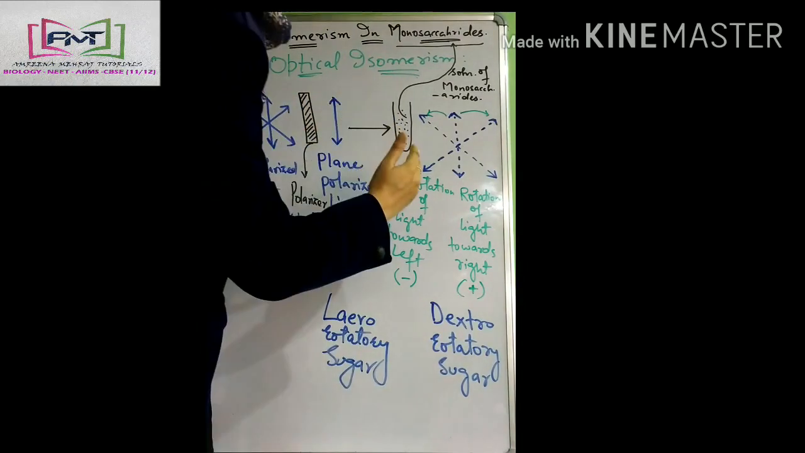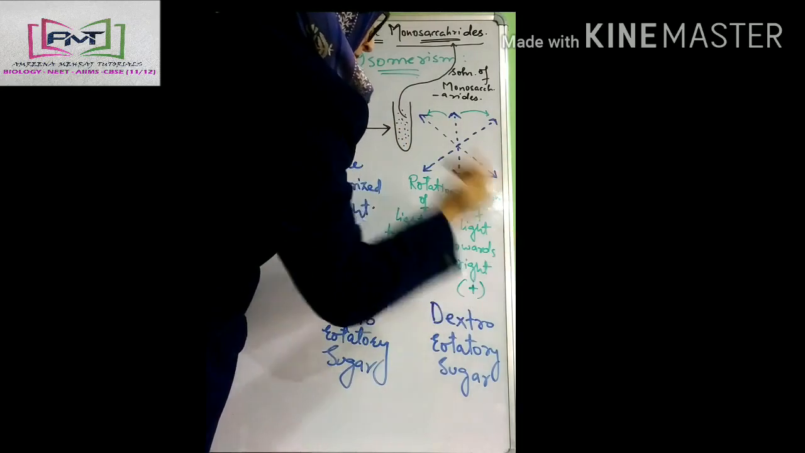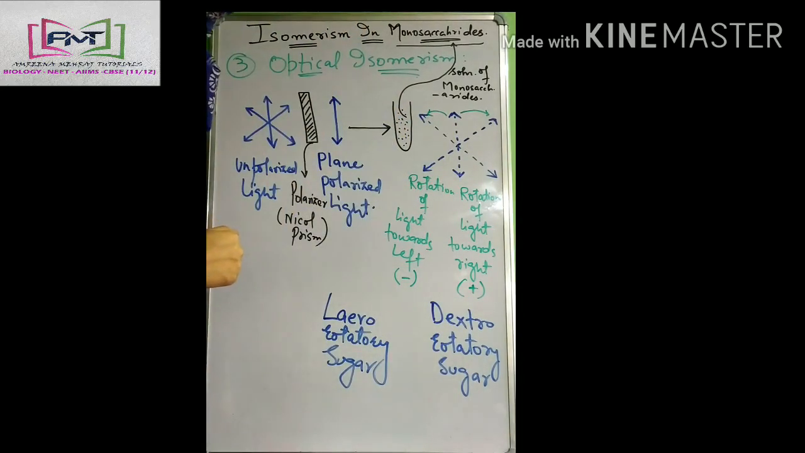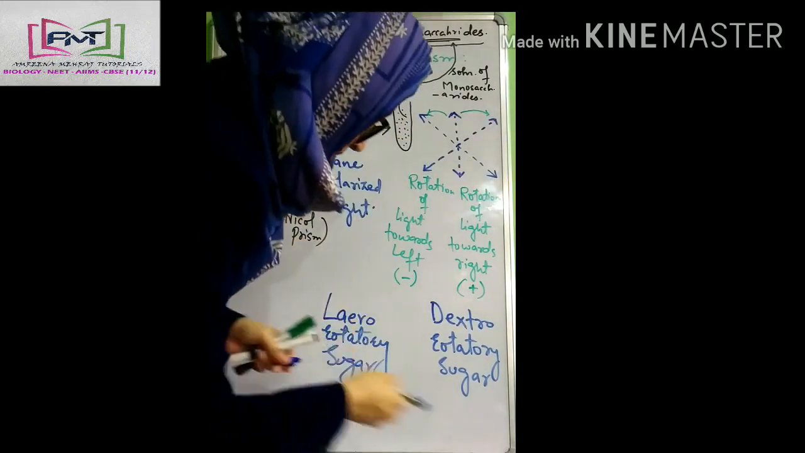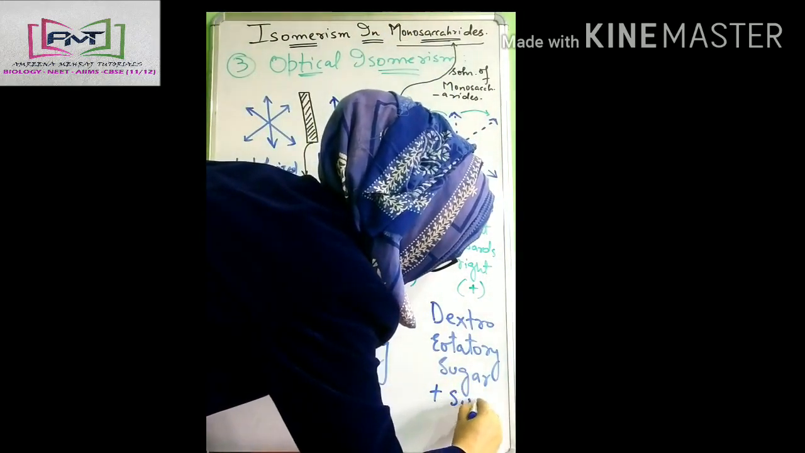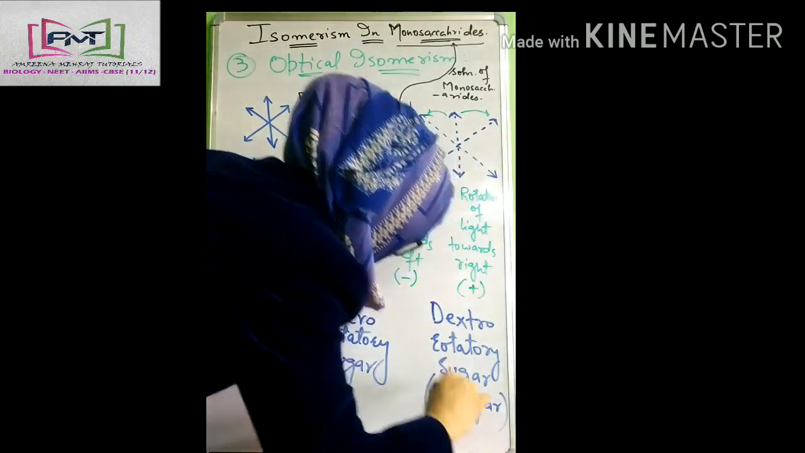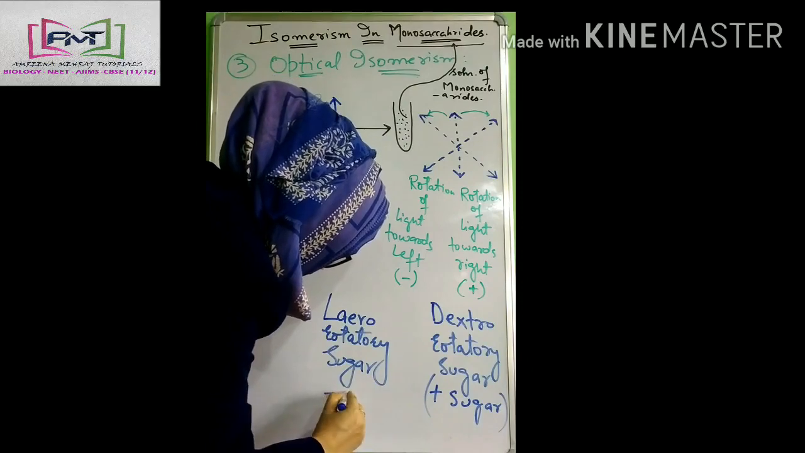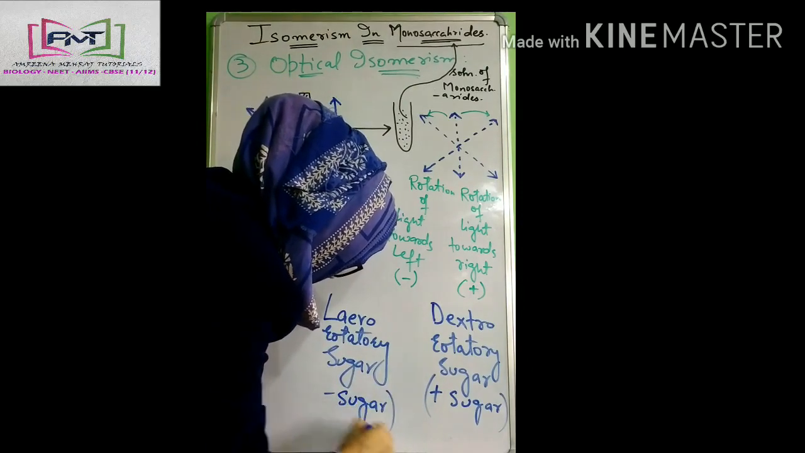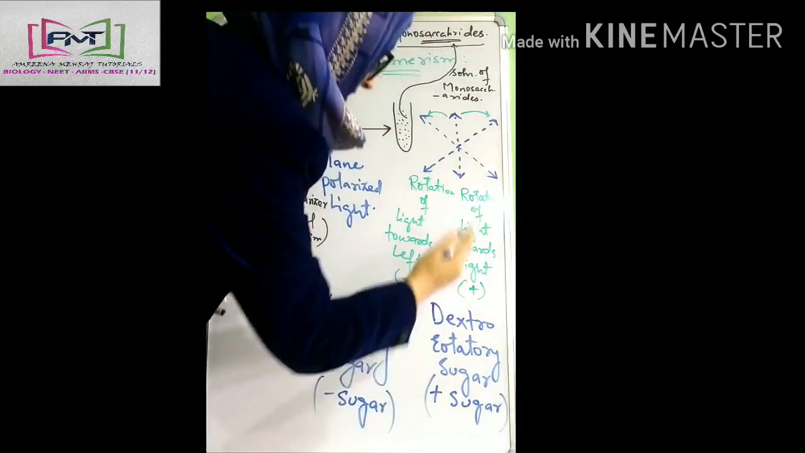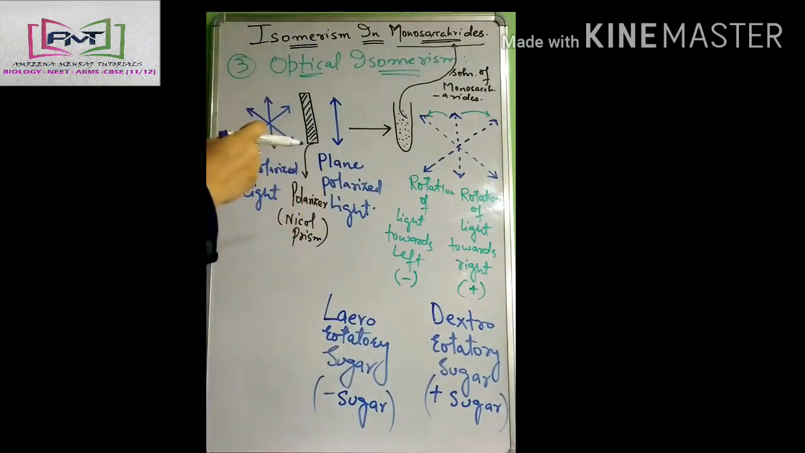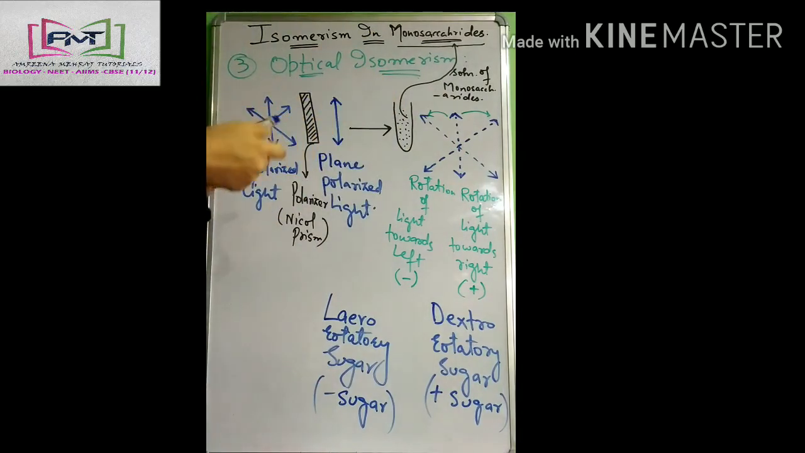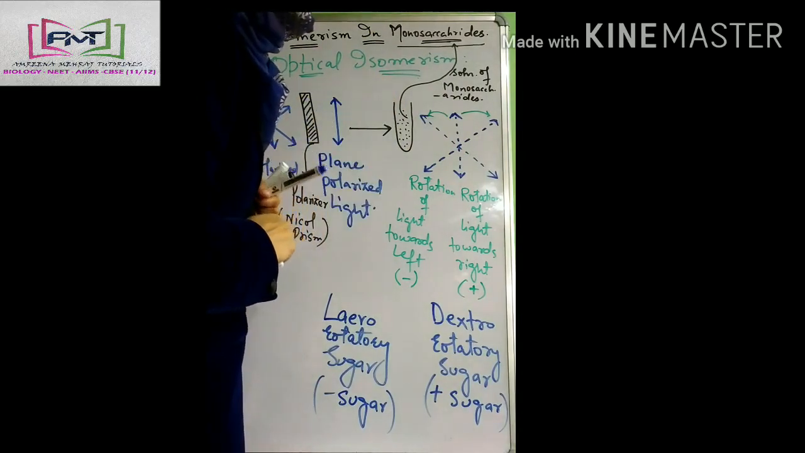So your monosaccharide could be either dextrorotatory or levorotatory, or we can say that it could be a plus sugar, or we can say it's a minus sugar. Plus, because it is responsible for rotating the light towards right. Minus, because it is responsible for rotating the light towards left.